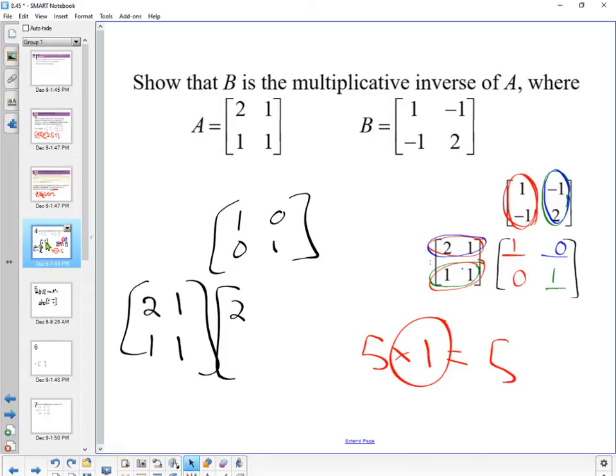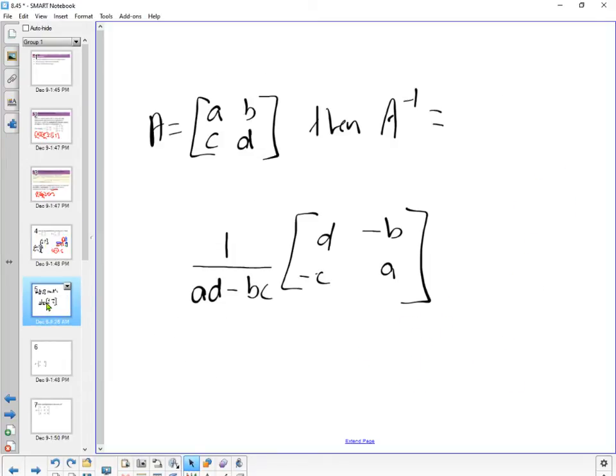To get an inverse, we have to follow this process. If we have some matrix with A, B, C, D in it, you guys remember when we did the diagonals for solving systems? Same idea. So this is A times D minus B times C, and they're going to multiply by D, negative B, negative C, A. I'm going to show you the easiest way to get it in a little bit.